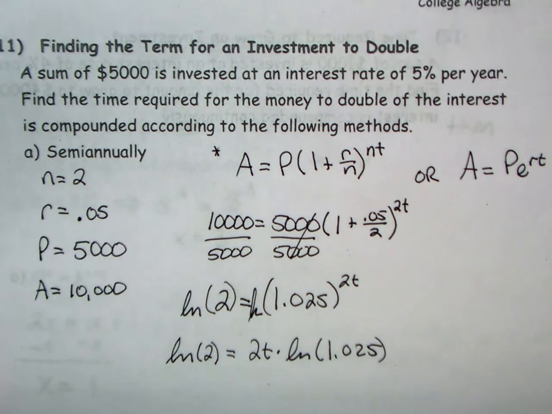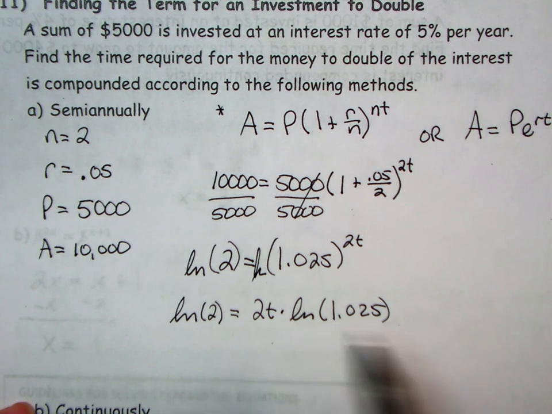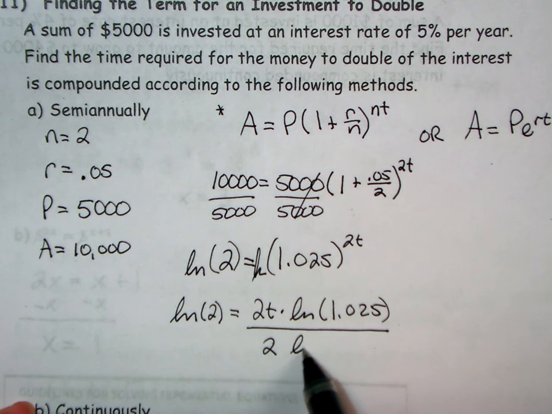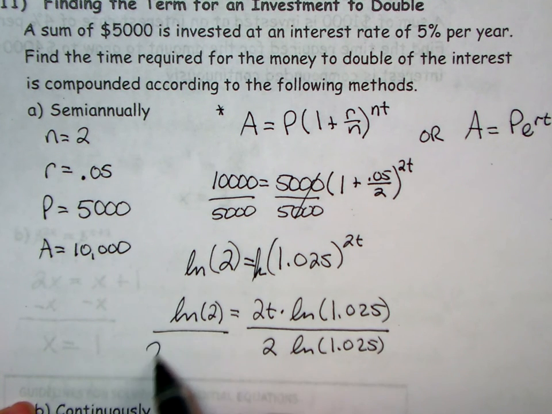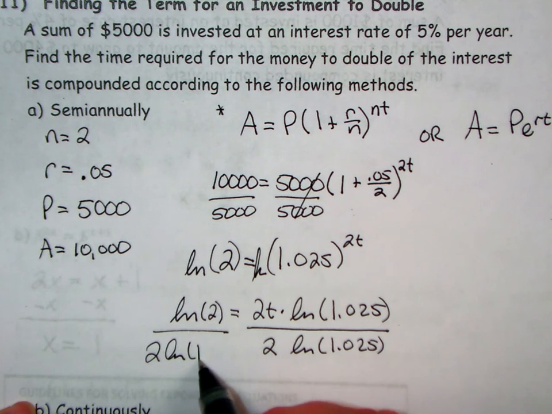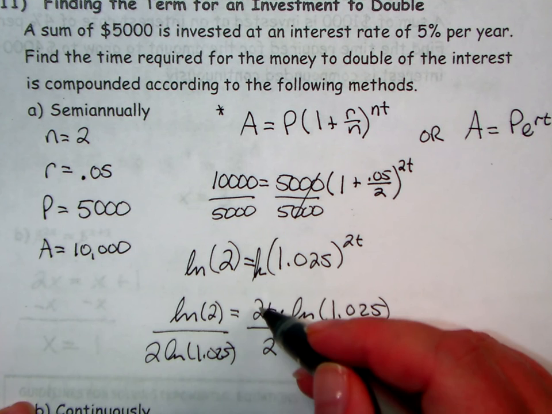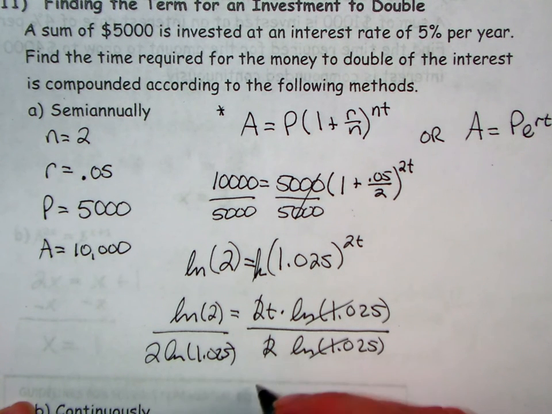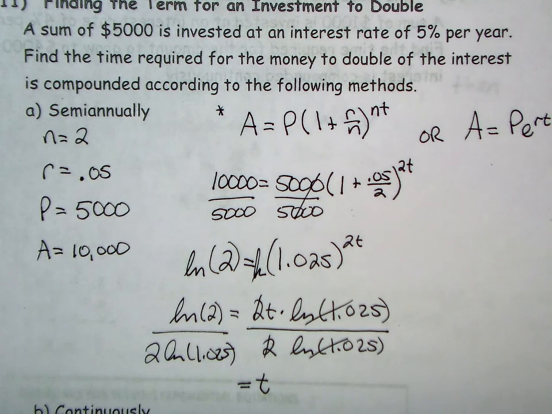Now, to solve this for t, which is being multiplied times 2, and it's being multiplied by ln of 1.025, I'm just going to divide by 2 ln of 1.025 on both sides. Right? And that is going to, on the right-hand side, cancel both the 2 and the ln and leave us just with t. So if I plug this into the calculator, I will have the time it takes for this money to double.